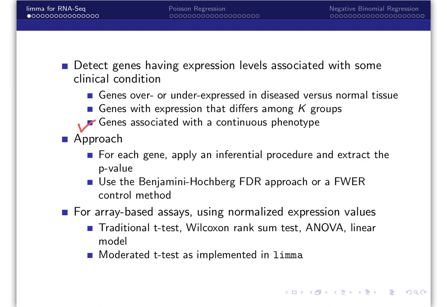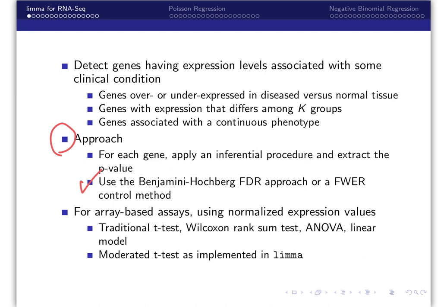to another, or perhaps we are interested in identifying genes with expression levels significantly associated with a continuous phenotype, such as blood pressure. For each gene, we apply some inferential procedure, such as a two-sample t-test or its nonparametric counterpart, the Wilcoxon rank sum test, to obtain p-values. Or if you have multiple groups, for each gene, we fit a linear regression model, which is equivalent to analysis of variance, to obtain p-values.